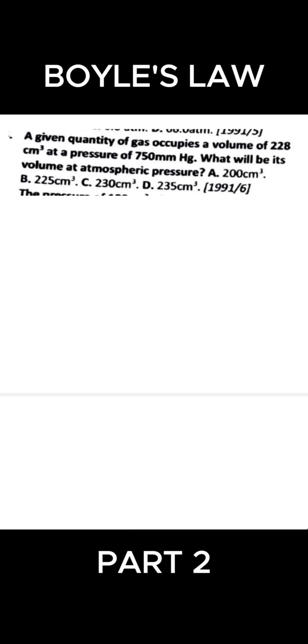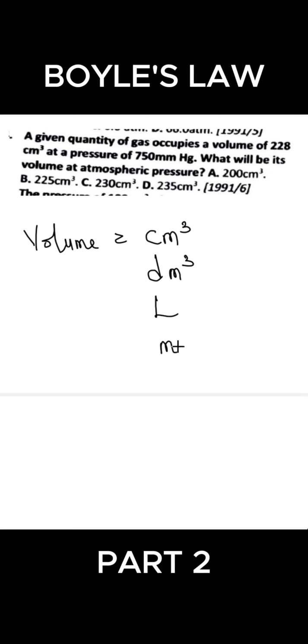Alright, now we'll do some calculation based on what I explained. But before we do, take note of this. The unit for volume is cm cube, dm cube, liter, or meter cube. So anywhere you see this, it means the unit for volume. Take note of that.